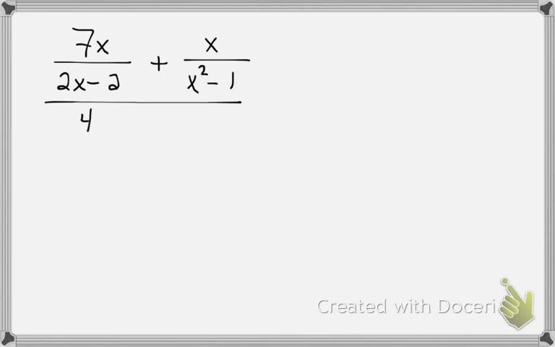What if we attempted 7x over 2x minus 2 plus x over x squared minus 1, all over 4 over x plus 1 minus 1 over 3x plus 3. On the one hand, I didn't give you a hidden complex fraction. It's staring you in the face. But on the other hand, it's got a pretty mean stare.